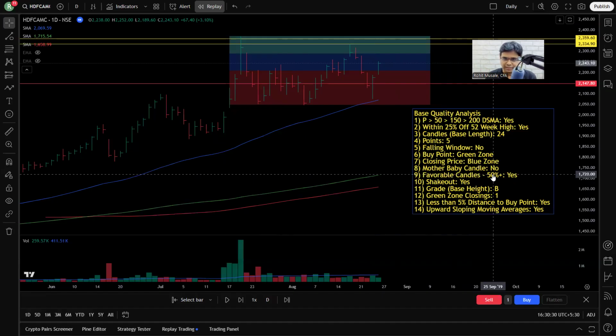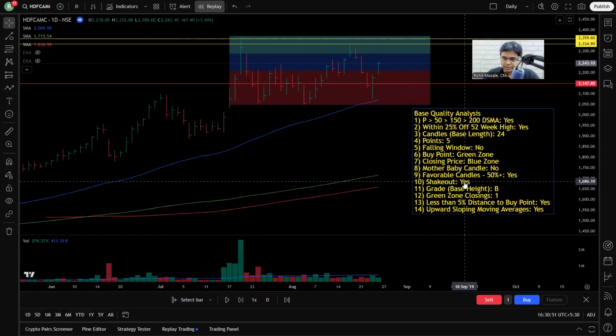This is a very simplified way of looking at the base. There are more nuances, but I will not go into the details. There is down closing, up closing, there is strong closing, weak closing. There are a lot of nuances. But here I just want to keep it very simple. Let's not complicate things.